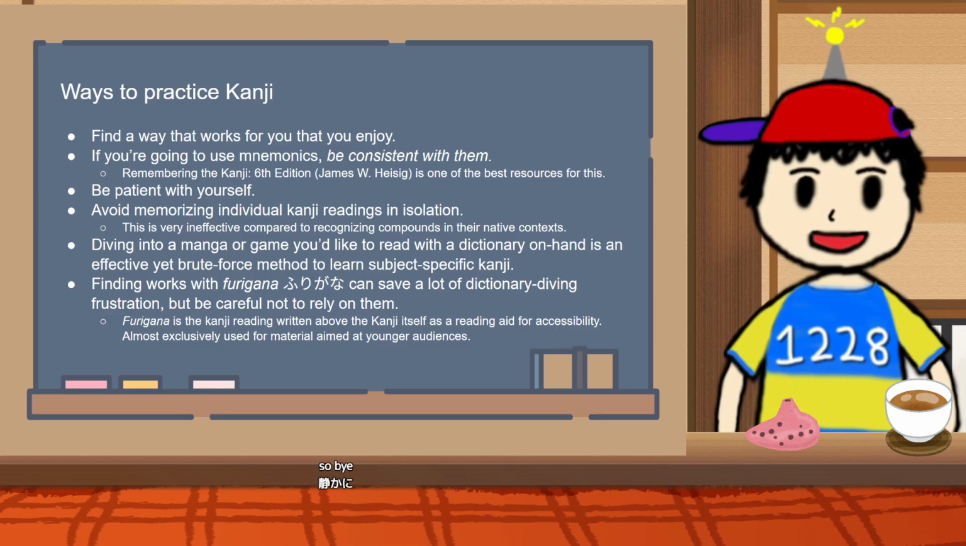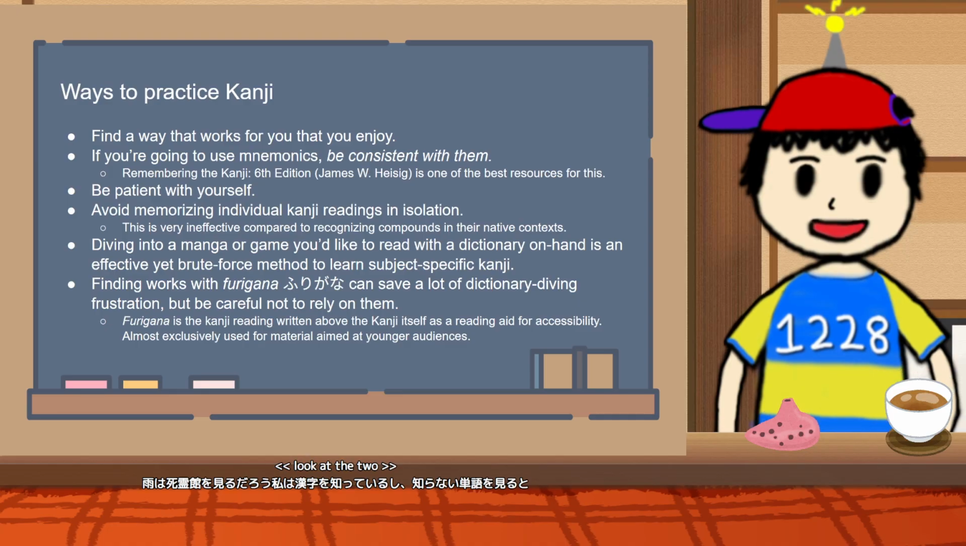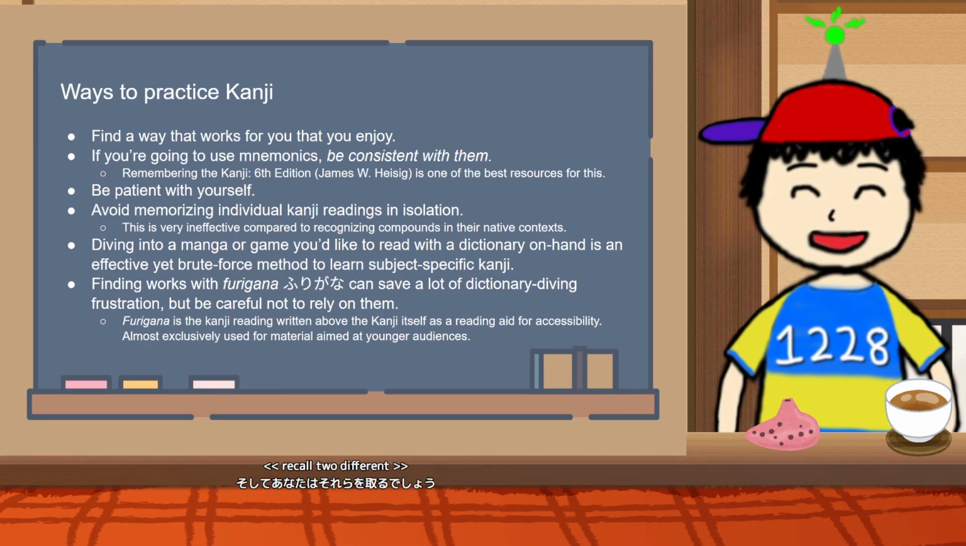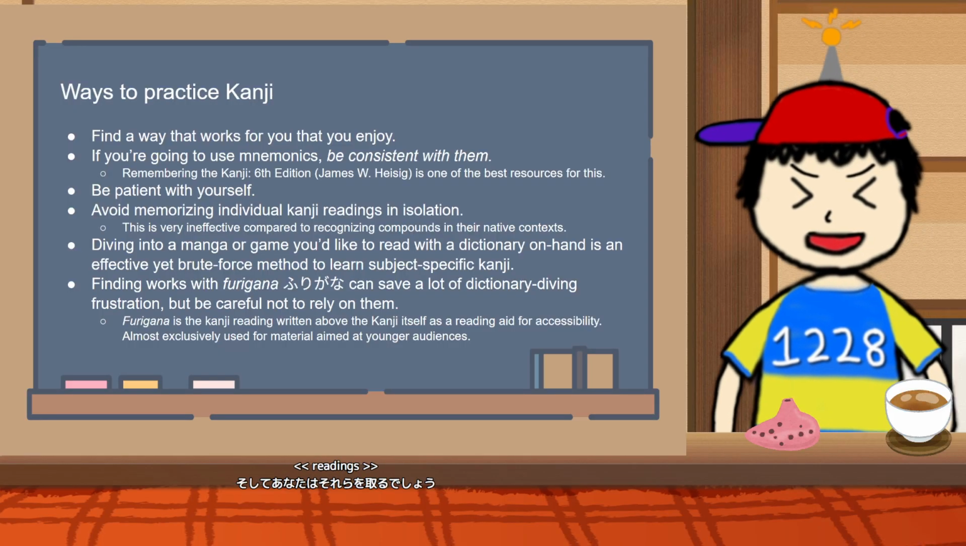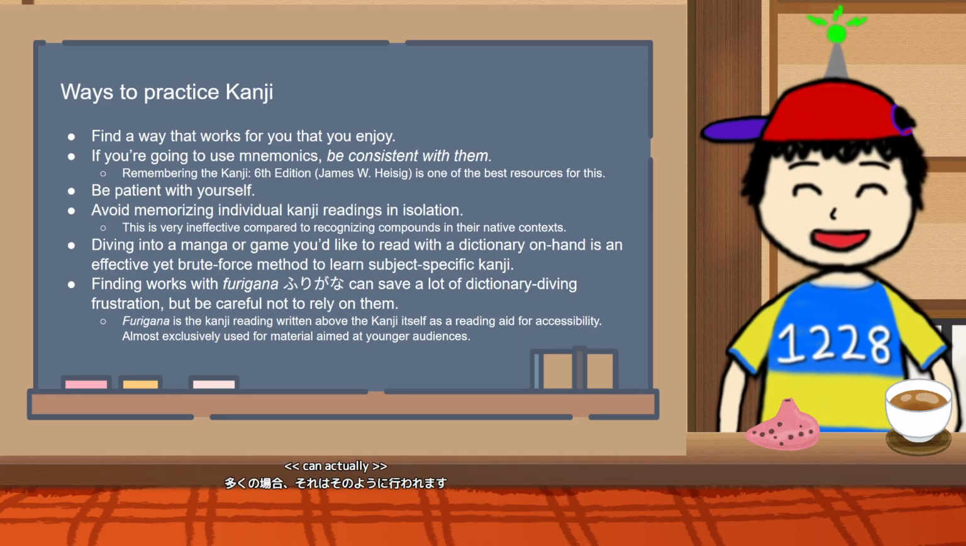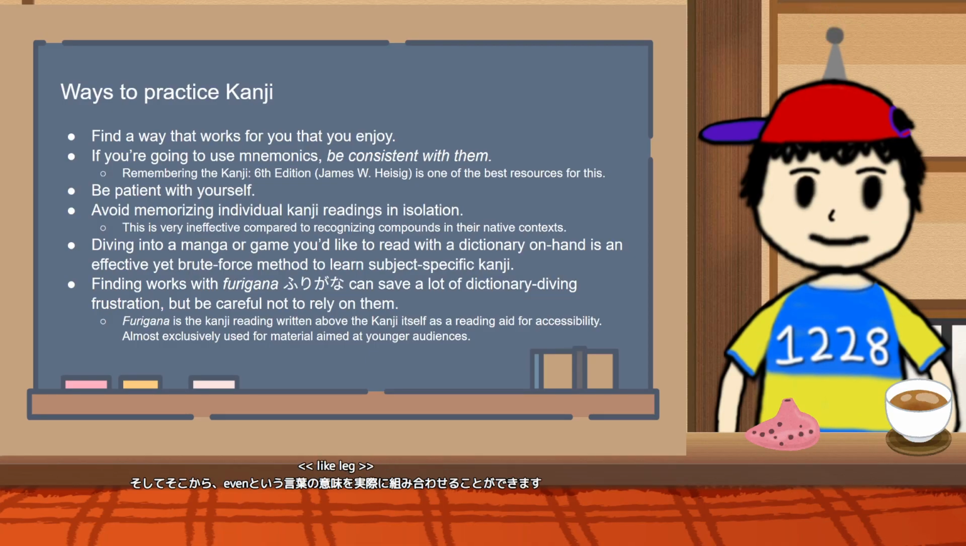So by familiarizing yourself with kanji, what I like to call in the field as opposed to in a book, by learning the kanji and the grammar together, you'll familiarize yourself with common words, and when you see those common words enough, your brain will see the kanji and be like, hey, I know that kanji. And when you see a word you're unfamiliar with, you'll look at the two kanji, and sometimes those two kanji will be kanji that you know, and you will take those two kanji, recall two different words that use that kanji, take those readings, put them together, and voila! A lot of the time, that's how it's done. And from that, you can actually piece together what the word even means. Not quite like Legos, there are exceptions, but in very broad strokes, that exact epiphany has happened to me many times over the course of the years.